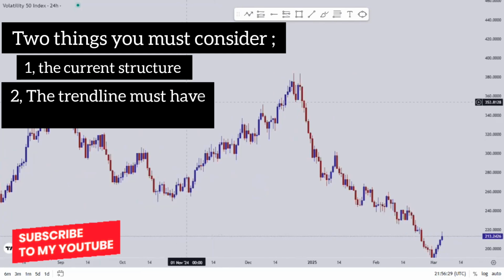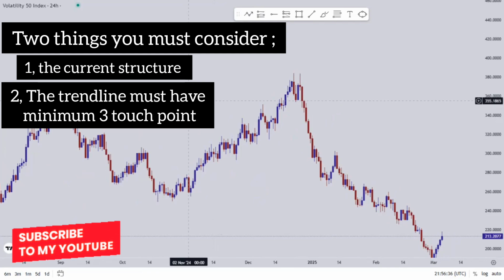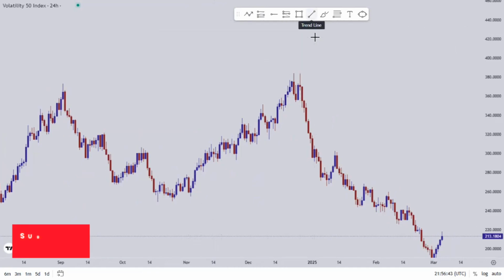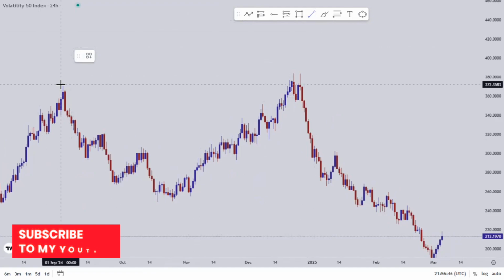Second, after my last video, someone messaged me and said, okay, how many touch points should a trend line have before it can be considered a trend line, or considered valid? In my years of experience and in my trading, 3 is the minimum touch points I want to have on a trend line.